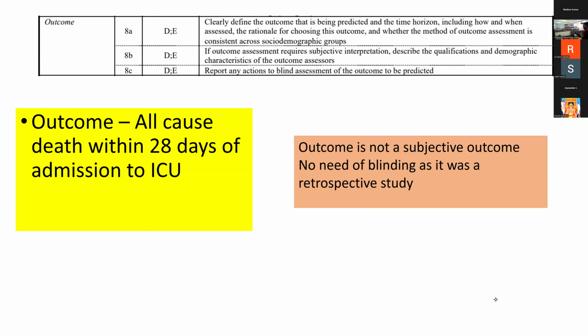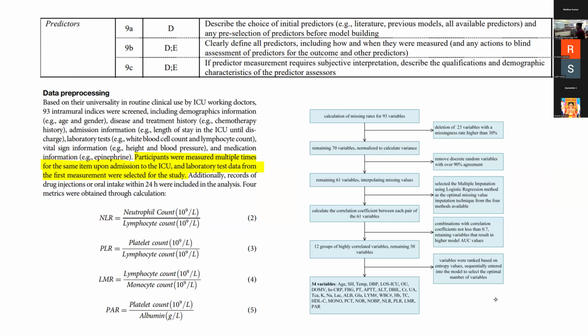So if there was any subjective interpretation, what is the qualification for the outcome assessors? But this was not a subjective outcome. This was mortality, which they looked at from the retrospective data, so that was not applicable. And whether there was any action to blind the assessment of the outcome: this was also only if the outcome was subjective. So this was not a subjective outcome, so no need of blinding. And it was a retrospective study also.